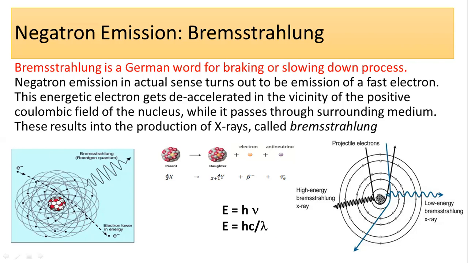Now look at this diagram, how you can call them. Which one is the low energy X-ray and which one is the high energy X-ray? So look at the low energy Bremsstrahlung X-ray. This is, and this is the high energy. So look at the wavelength.